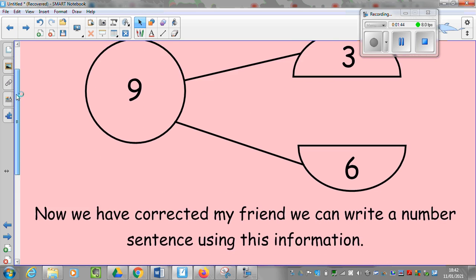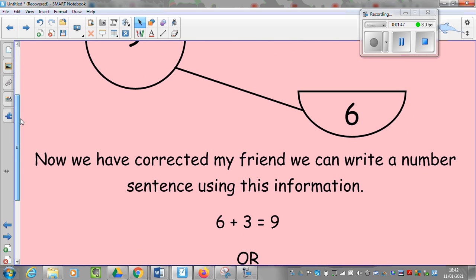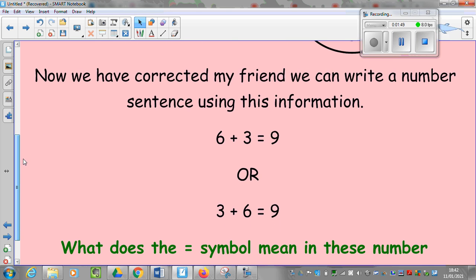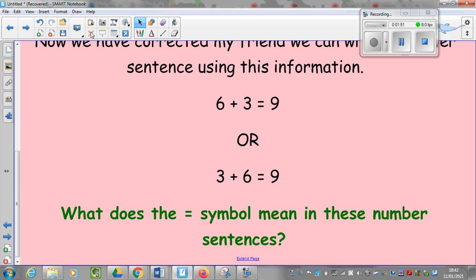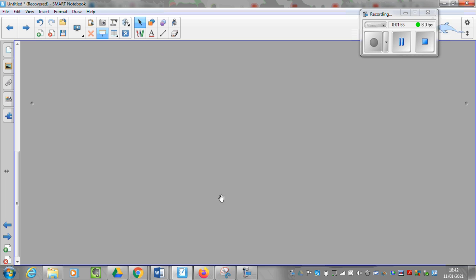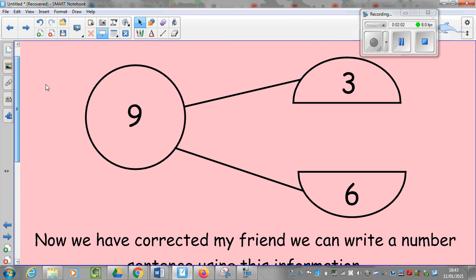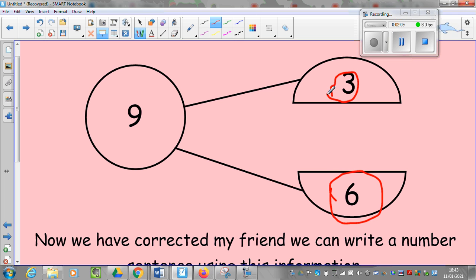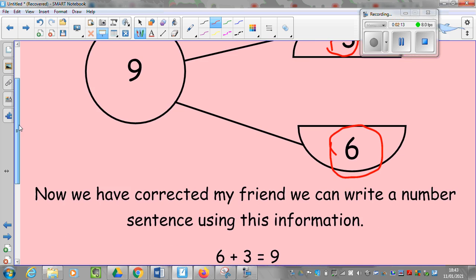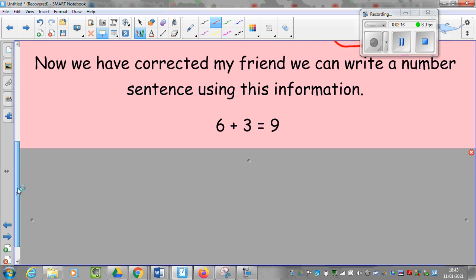Fantastic. So now that we have corrected it, my friend said that we can write a number sentence using this information. So look here, my friend has said, 6 add 3 equals 9. Let's just have a check up here again. Oh, look, we've added 6 and 3. So my two parts, 6 and 3, and all together they make 9. So my number sentence is 6 add 3 equals 9.